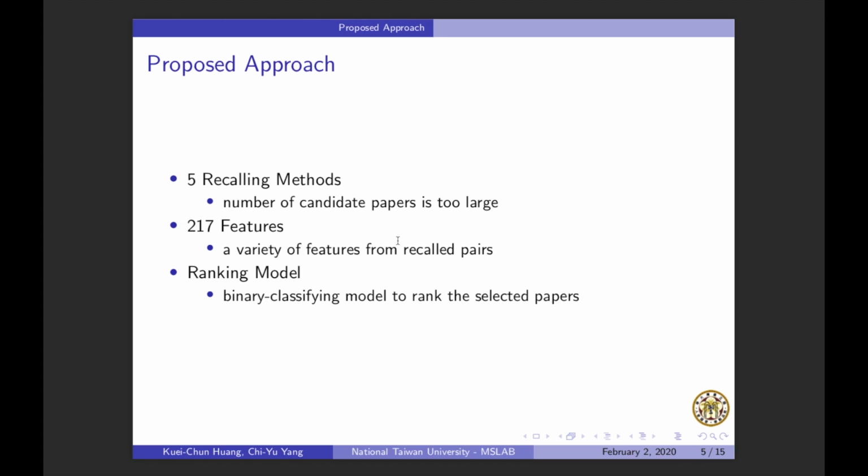Our approach contains two stages, recalling and ranking, which is just like typical solutions for recommendation-like problems. However, we employ 5 different recalling methods. Also, we prepared 217 features for the ranking model to learn. As for ranking models, we train binary classification models to rank the selected papers.